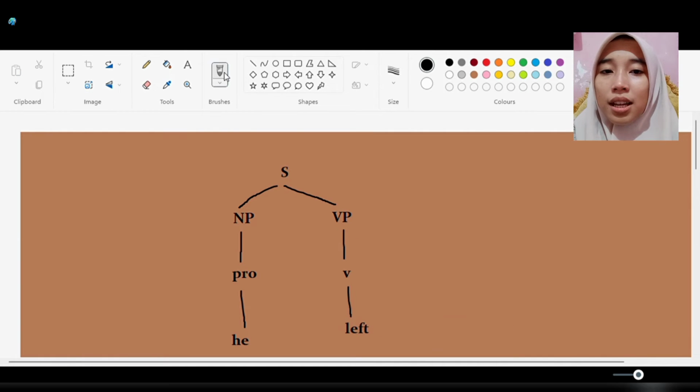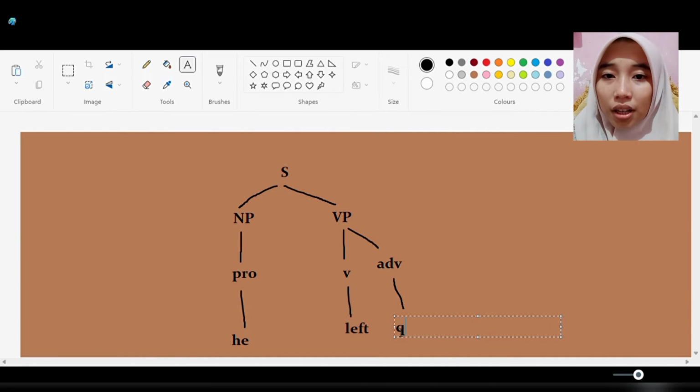"He left." Let's start to complicate it a little bit more. Let's throw in an adverb: "He left quickly." Well, we've already got a verb phrase here, and because "quickly," as an adverb, is describing something about the verb, we want to connect it to the verb phrase. So that is an example of how we represent the sentence "he left quickly" in English.